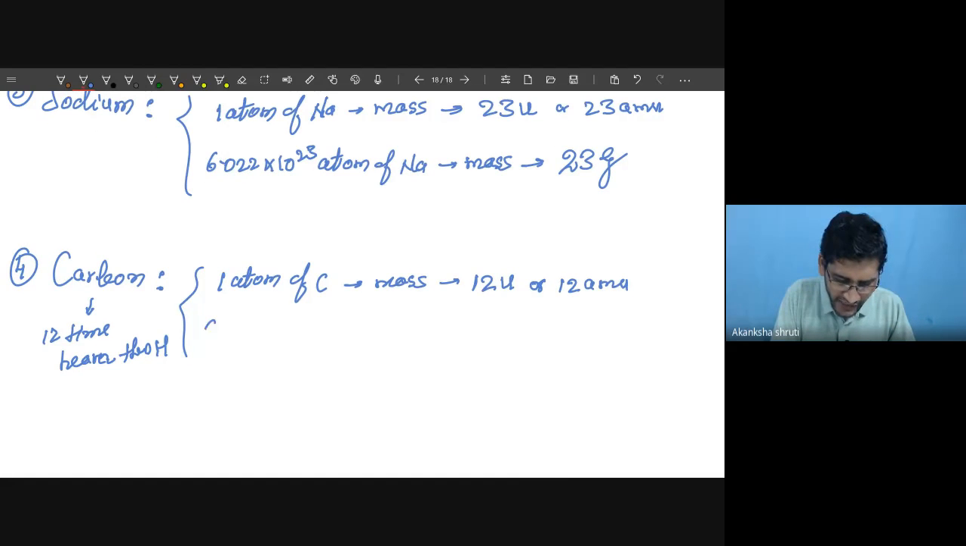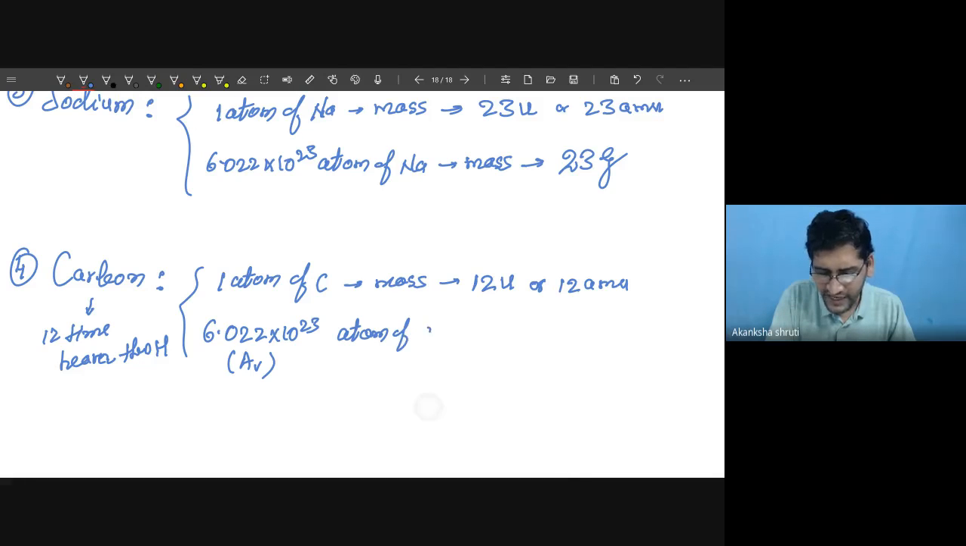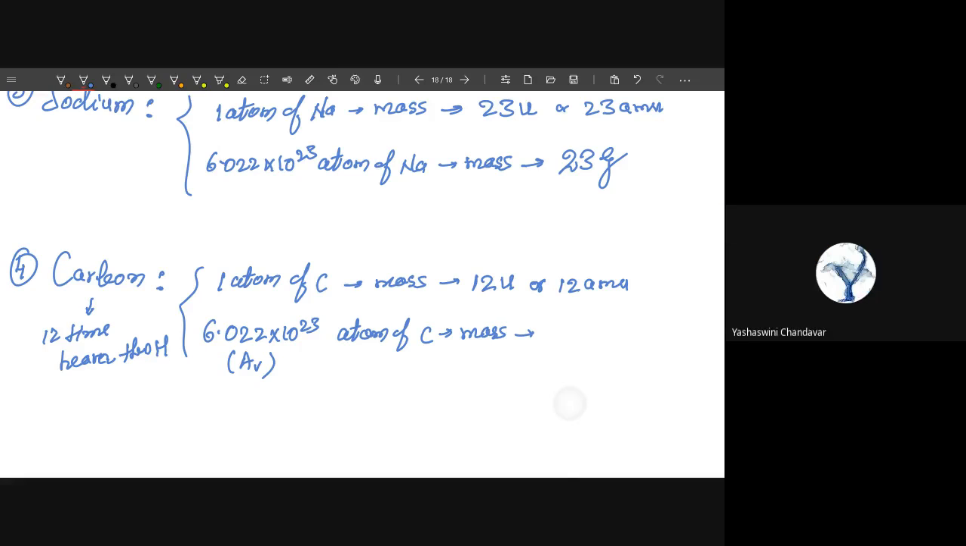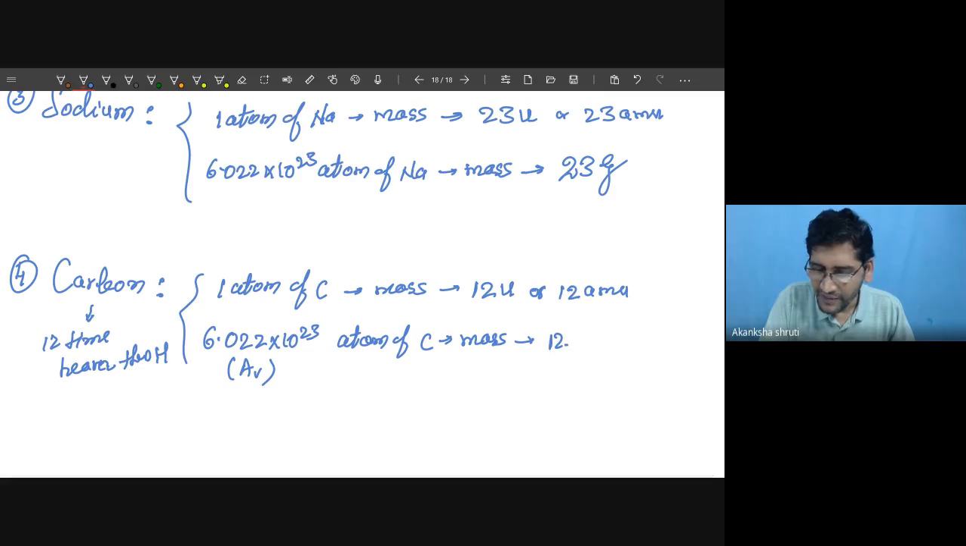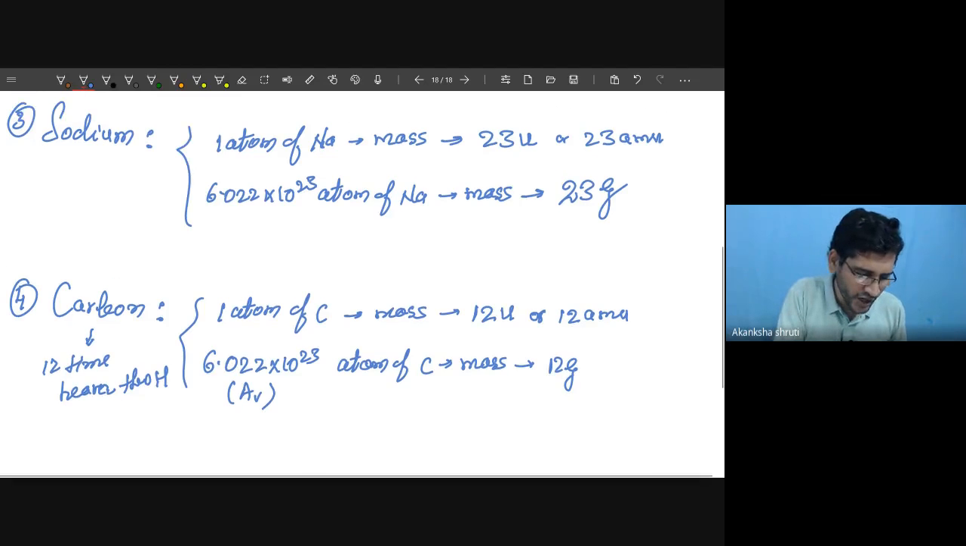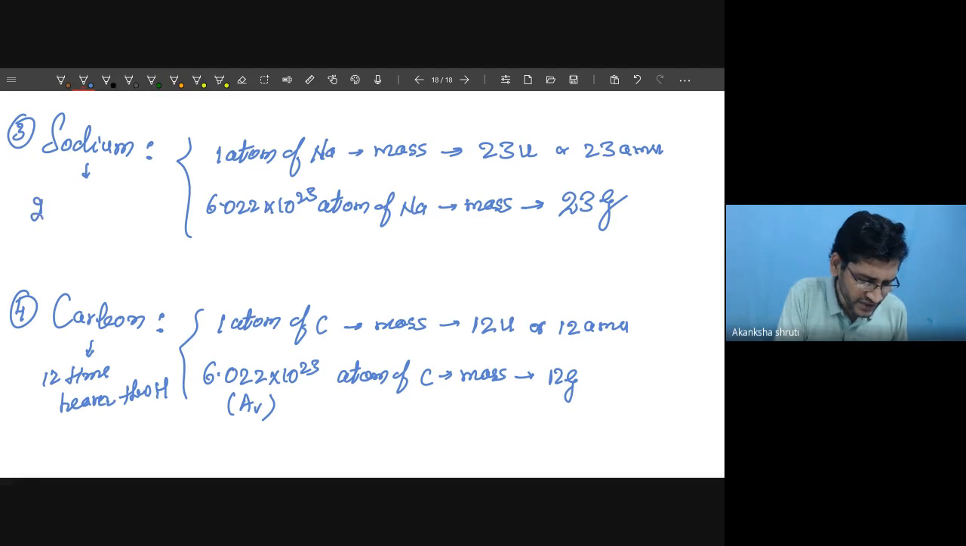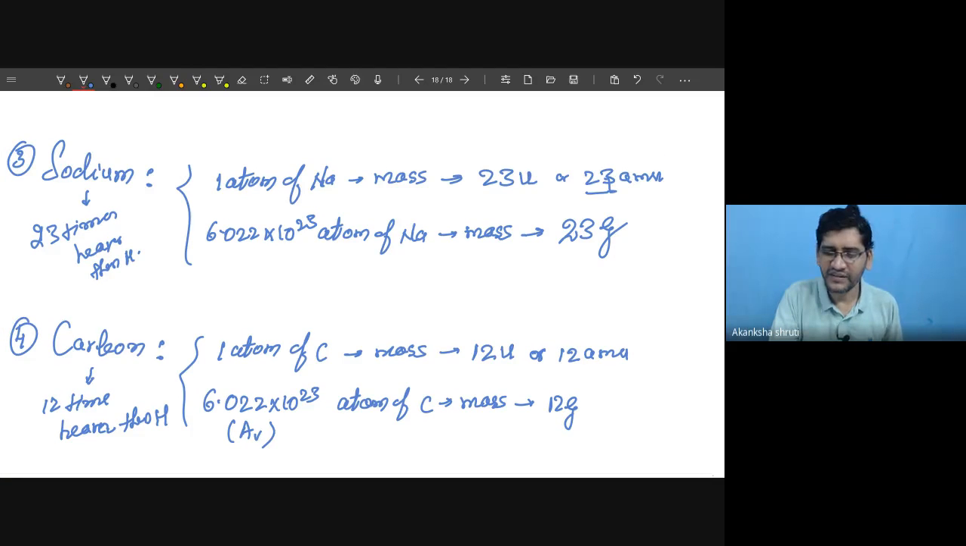But if we are taking the Avogadro number of atoms, meaning 6.022 into 10 to the power 23, it is called the Avogadro number of C. Then what will be its mass? 12 gram. Its mass is 12 gram. Student, here we have observed sodium is 23 times heavier than hydrogen. Therefore, it was 23.